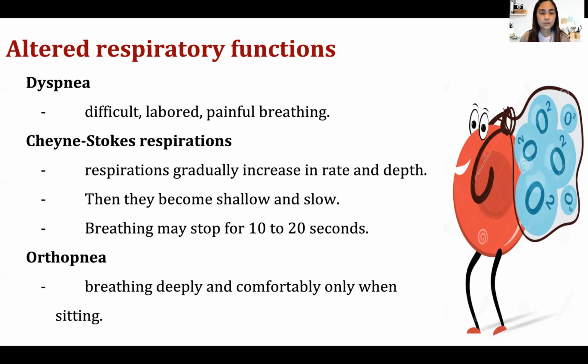What is Cheyne-Stokes respiration? It is a type of respiration which gradually increases in rate and depth, then becomes shallow and slow, so it is irregular. Breathing may stop for 10 to 20 seconds. Orthopnea, however, is breathing deeply and comfortably only when sitting.